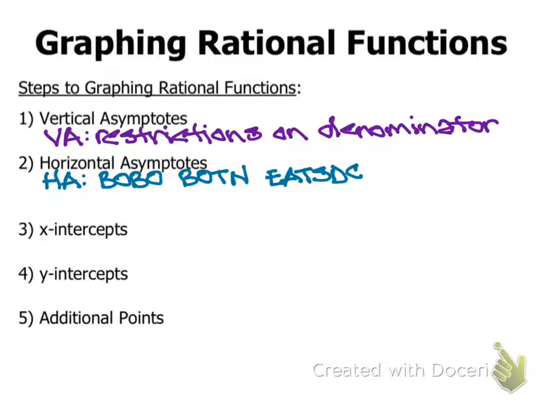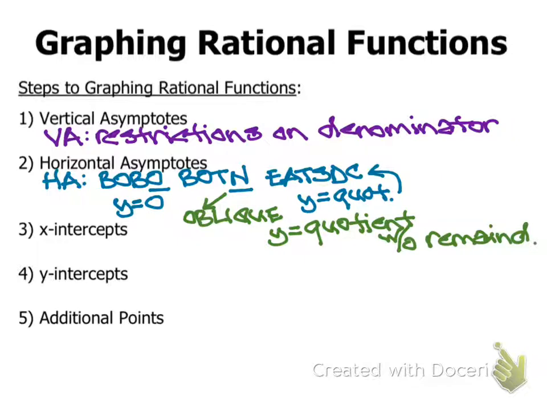My mnemonic device for horizontal asymptotes is this: BOBO BOTTOM EATS DC. If you have not watched the video on finding asymptotes, you probably want to do that. So if the power of the polynomial is bigger on the bottom, then we have y equals 0 as our horizontal asymptote. If the power of the polynomial is bigger on top, we have no horizontal asymptote. And if the exponents are the same, we divide the coefficients. So it'll be y equals that quotient of the coefficients.